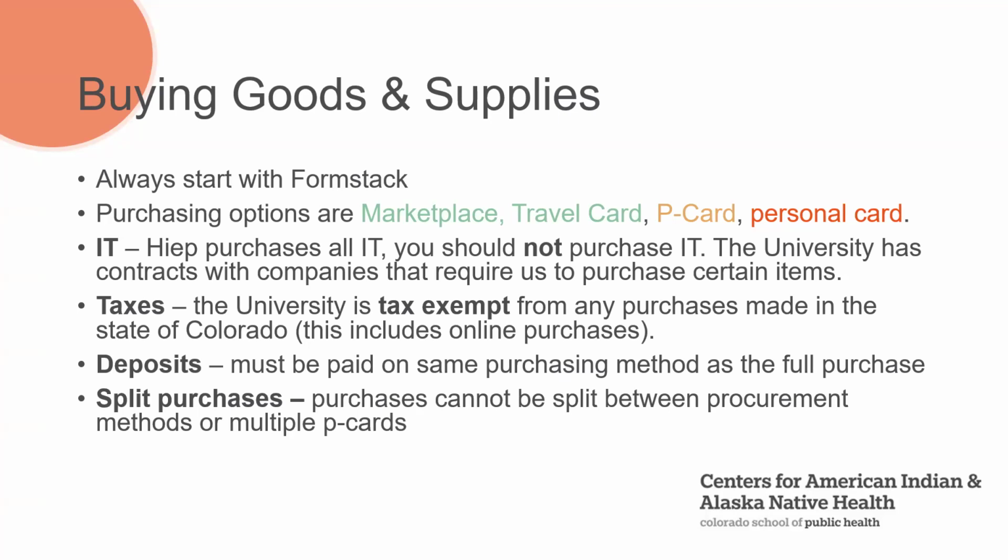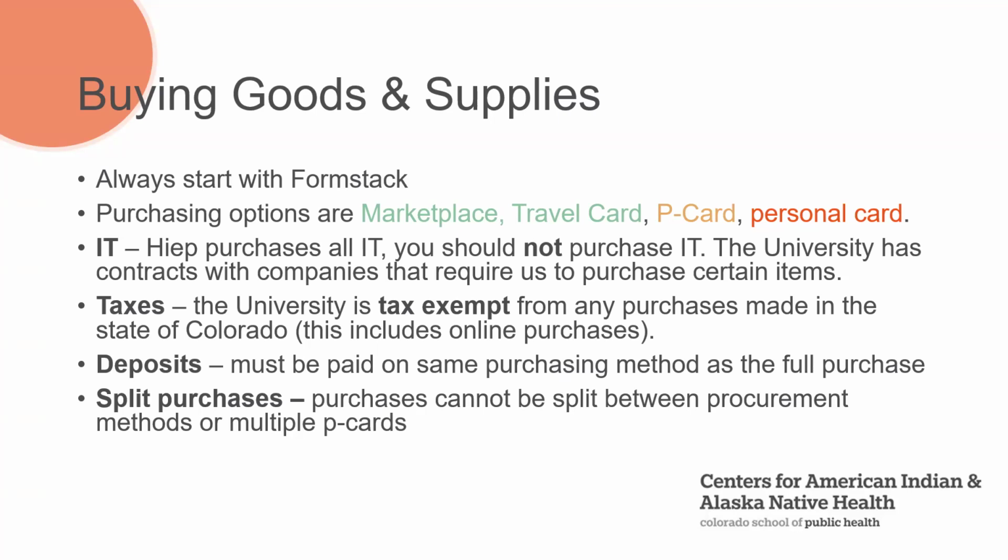And then these options in color here are how to best purchase these things. Marketplace and Travel Card are both green because they are used for different things, but they are always the top option for those things. If you can find something in Marketplace, you should always, always, always purchase it in Marketplace. It should always be your first step. Anything else is a backup. Travel card you should always use when you're on travel and if you have one. So those are both green.